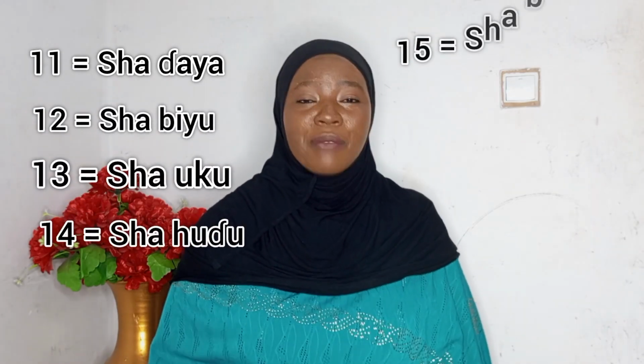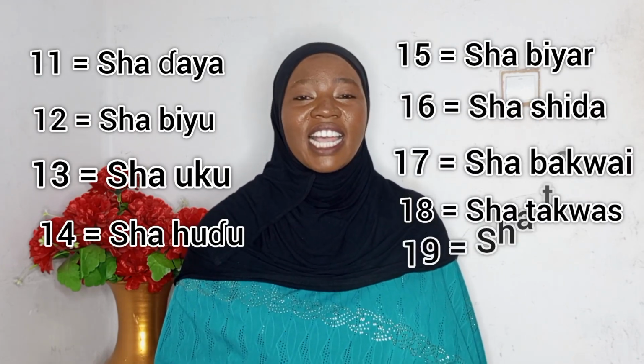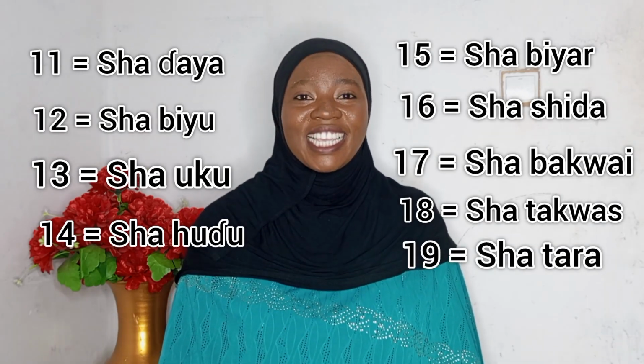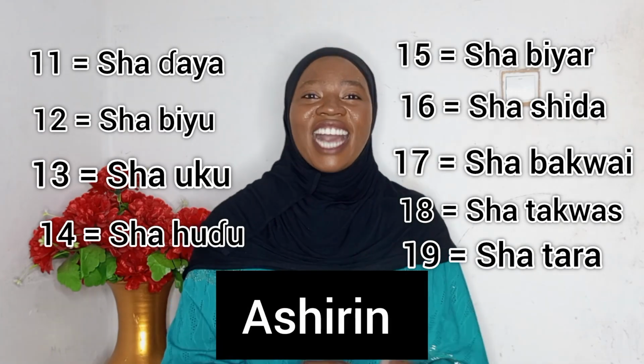Now, because it is only from 11 to 19 we use sha, you can choose to remove the goma and just say sha daya for 11. So we can have it as sha daya, sha biyu, sha uku, sha hudu, sha biyar, sha shida, sha bakwai, sha takwas, sha tara, and then 20 is ashirin.